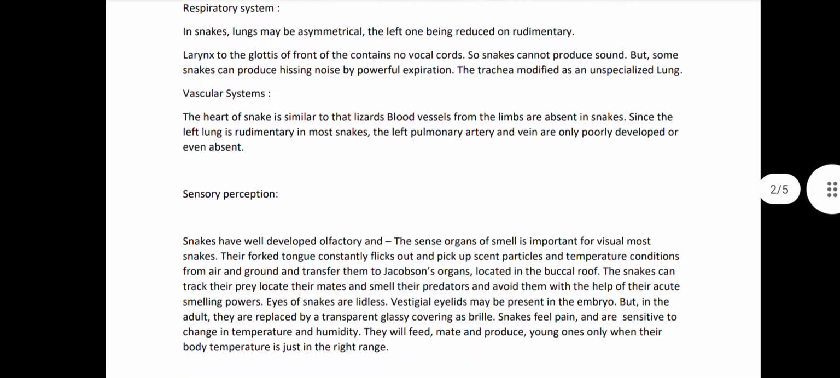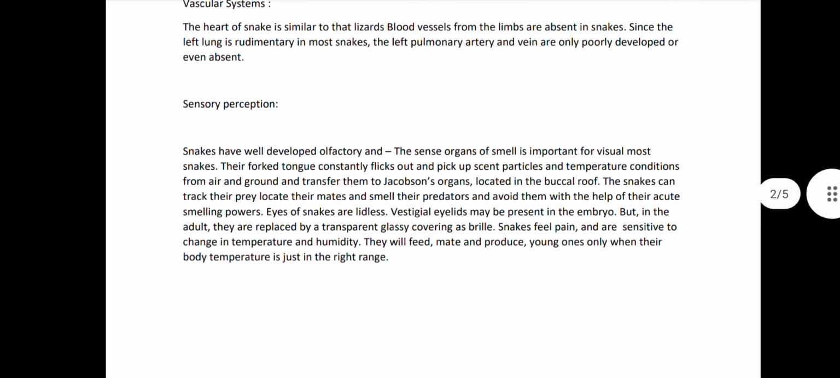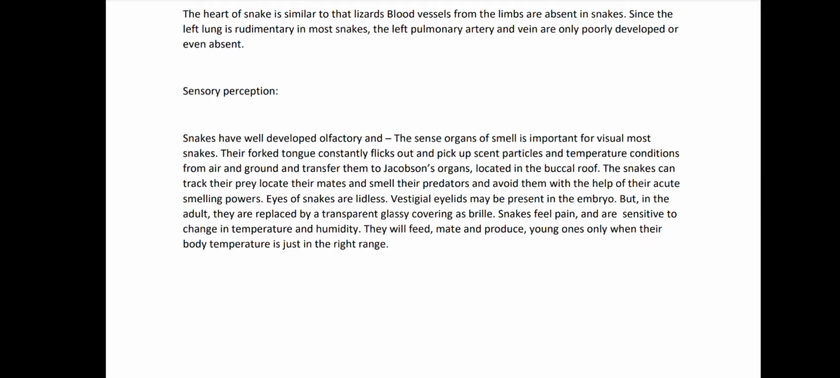Sensory perception. Snakes have well developed olfactory and visual senses. The sense organ of smell is important for most snakes. Their forked tongue constantly flicks out and picks up the scent particles and temperature conditions from the air and ground and transfers them to Jacobson's organs located in the buccal roof. The snakes can track their prey, locate their mates and smell their predators, and avoid them with the help of their acute smelling powers. Eyes of snakes are lidless.